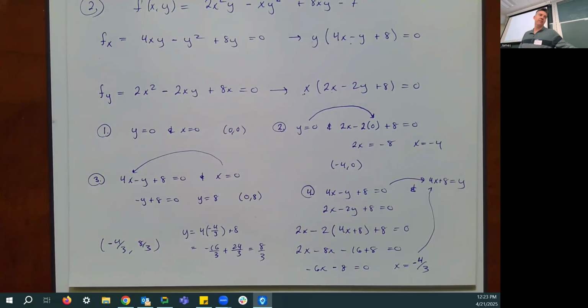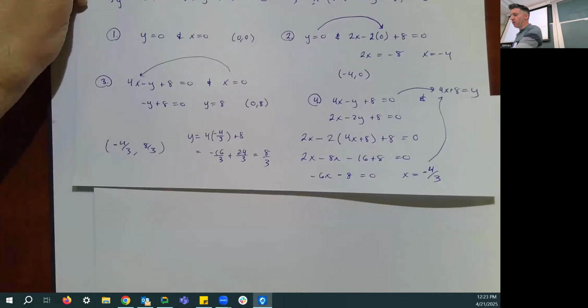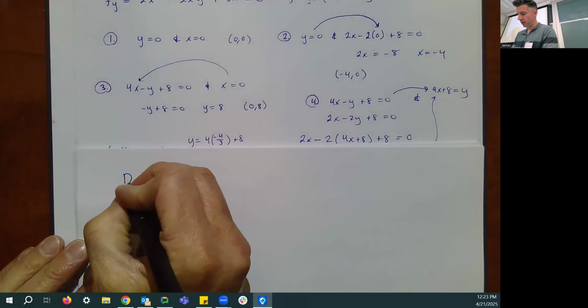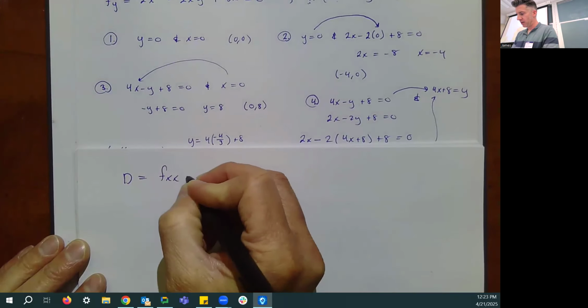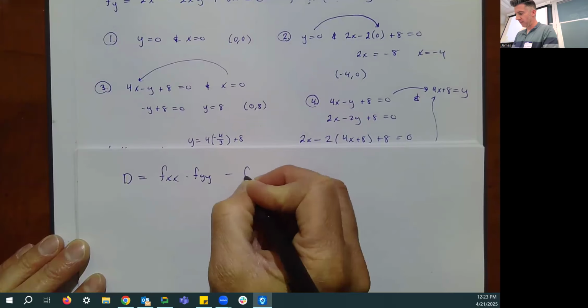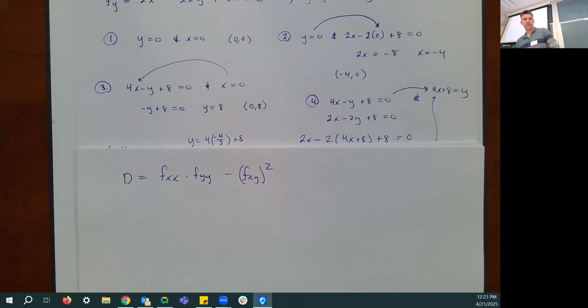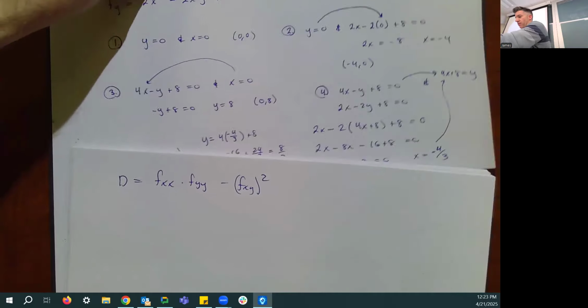Well, you should classify them. It's good practice to classify them. So why don't you all find D? I want you all to find your capital D. So capital D, which is fxx times fyy minus fxy squared. Find it and don't multiply it out. It might make it easier if you could see fx and fy again.